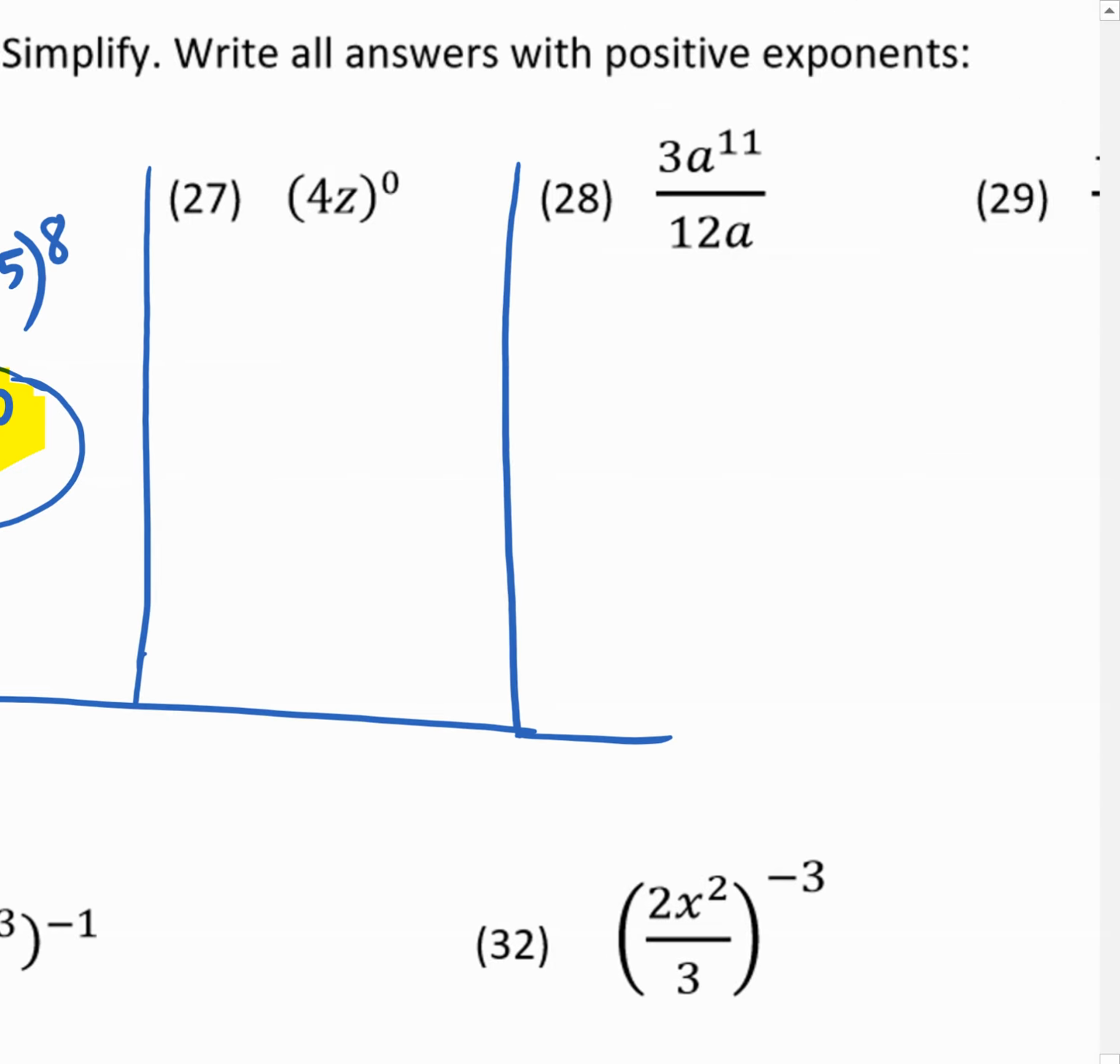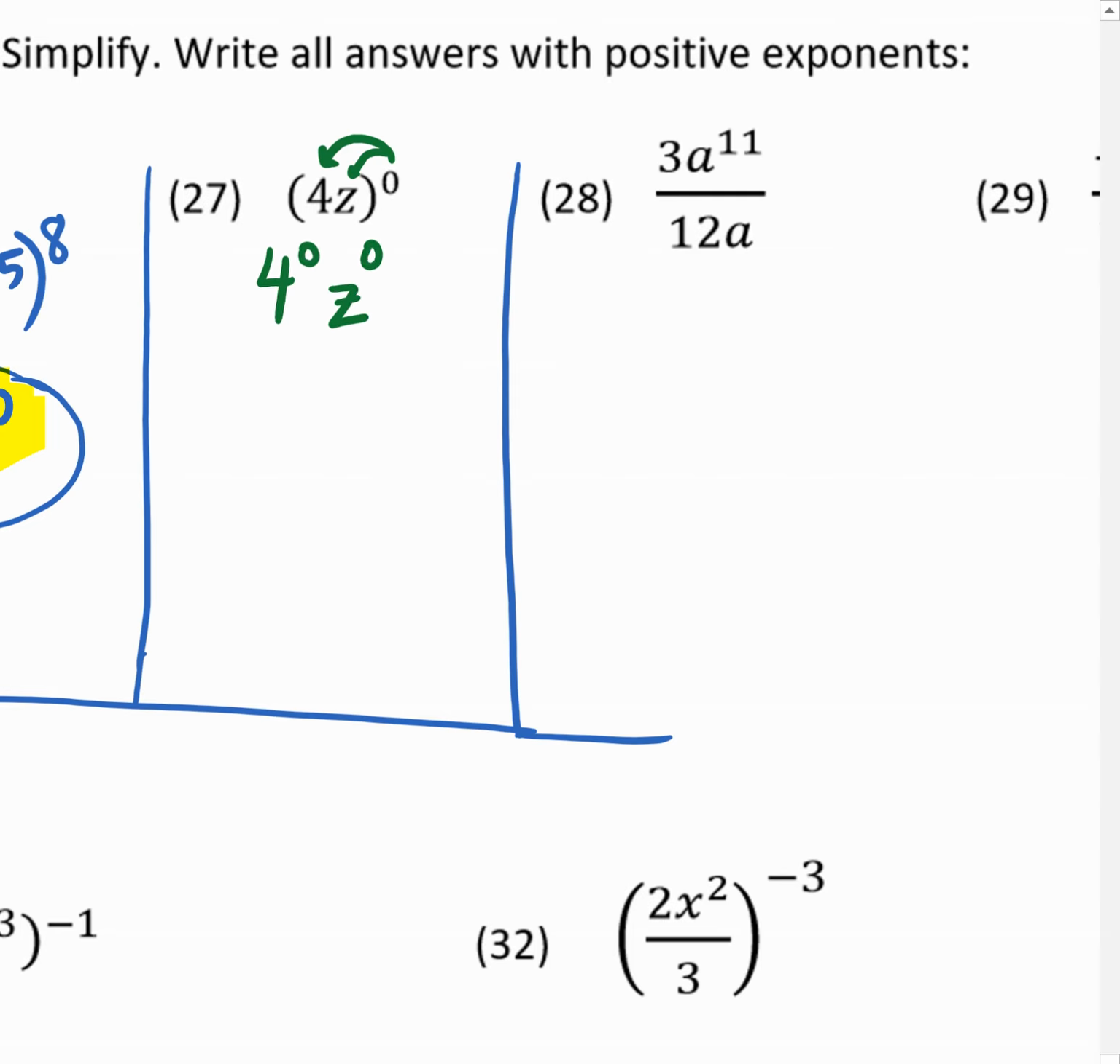All right, so how about number 27 here? We've got 4z, that entire thing to the 0 power. So for this one, I think there's two ways to look at it. You could think of it as similar to the previous one. You can distribute the 0 power onto both the 4 and the z if you wanted to.